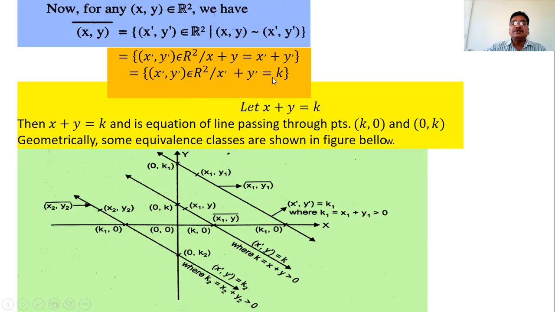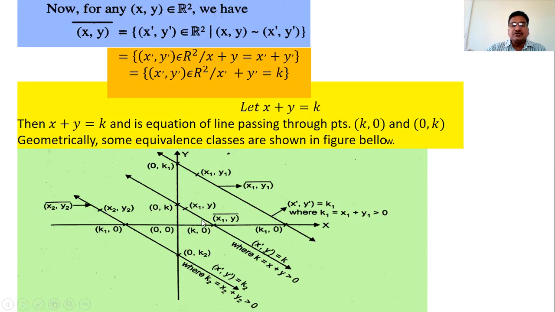This is the equation of a straight line passing through the points (k, 0) and (0, k). How can we obtain the points (k, 0) and (0, k)? If we substitute y' = 0 in this equation, we have x' = k, so (k, 0) is a point. And if we substitute x' = 0, then what is the value of y'? It is k. So (k, 0) and (0, k).